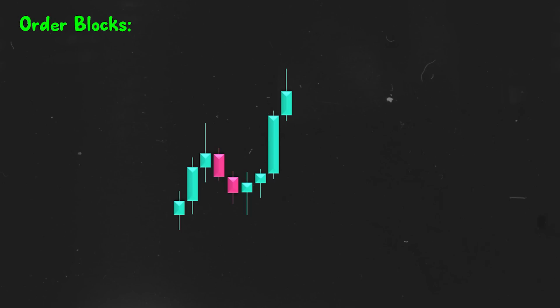Order blocks are refined supply and demand zones on the chart where significant buying or selling pressure originated. These zones are critical because they represent areas where institutional traders or large market participants likely entered their positions, driving the market in a specific direction.